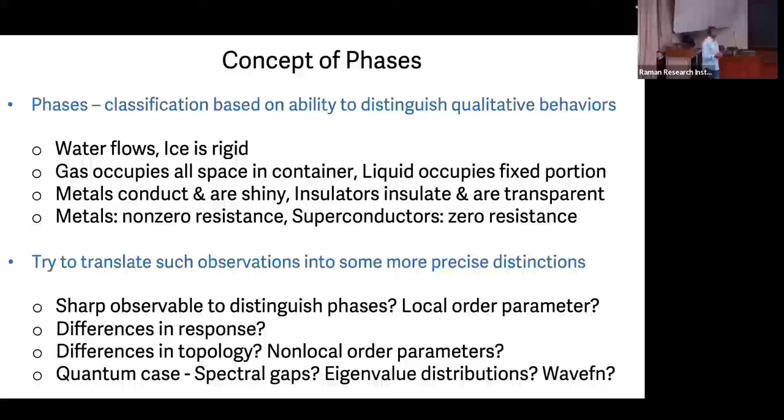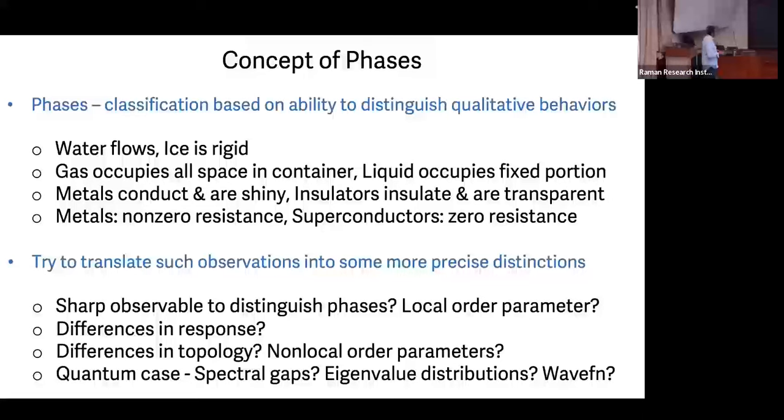You could look at differences in response. For example, if I'm looking at a solid versus a liquid, I could try shearing this object and see how it responds. Does it flow, or does it have some kind of non-zero elastic modulus? You can also look at differences in response if you apply a current: do you get some measurable voltage across your sample?